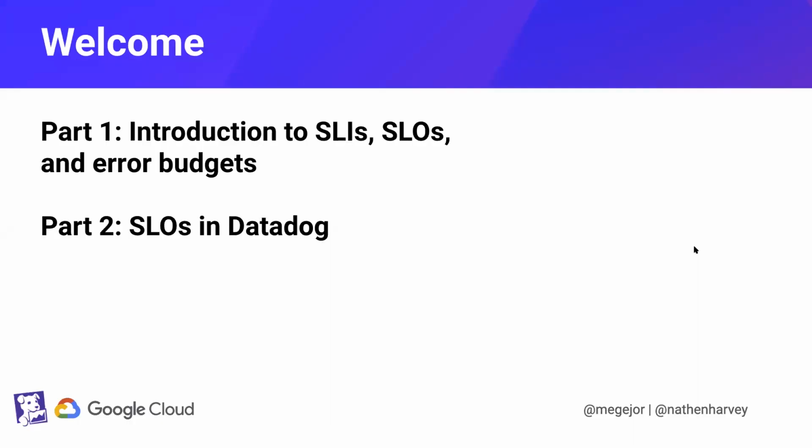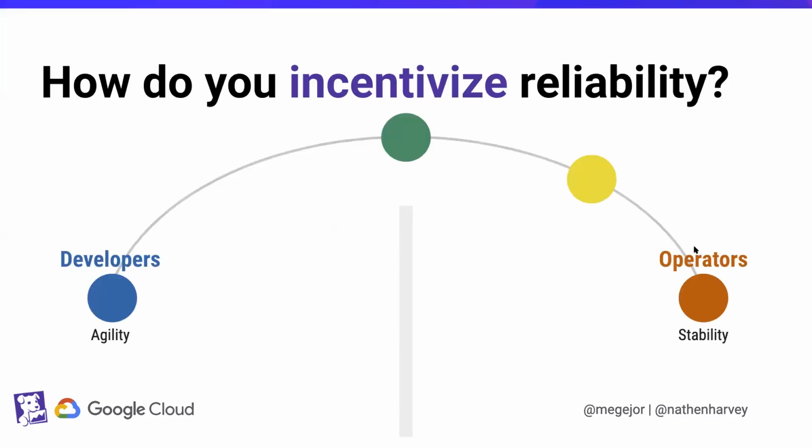Okay, so a quick overview of our agenda for today. We'll start off with an introduction to SLIs, SLOs, and error budgets, sort of the SRE practice around those. And then in the second half of our webinar today, I'll hand it over to Meg, who's going to show us how to set up SLOs, or service level objectives, in Datadog directly.